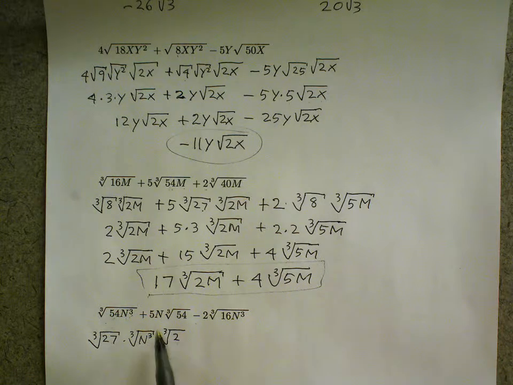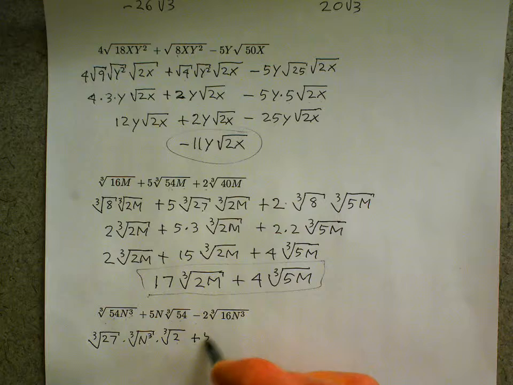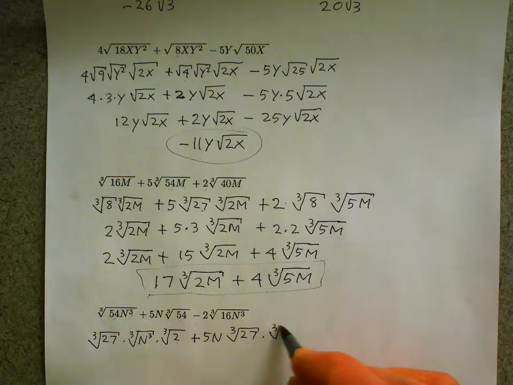Okay, then the middle term, plus 5n times the cube root of 54. So once again, the largest factor of 54 that's a perfect cube is 27. So we'll rewrite the middle term as plus 5n times the cube root of 27 times the cube root of 2.